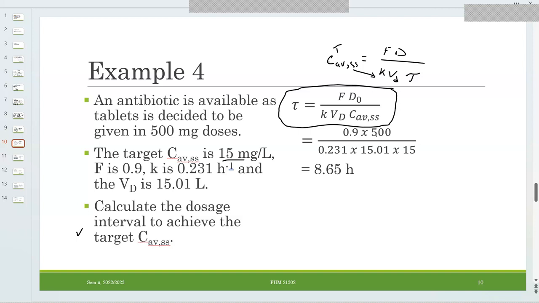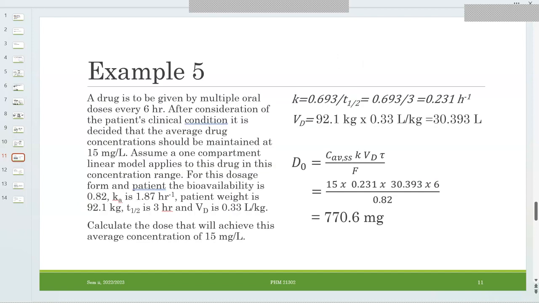So you just substitute. F is 0.9 as in the problem, 500 milligram doses, the given value of K, the given value of volume of distribution, and the target average steady state concentration. Then tau is 8.65 hours. So you can recommend this, or you just round to 9, but rounding to 9 hours means making it longer. Then you will achieve slightly less than 15, probably 14 or 13 something. Okay.